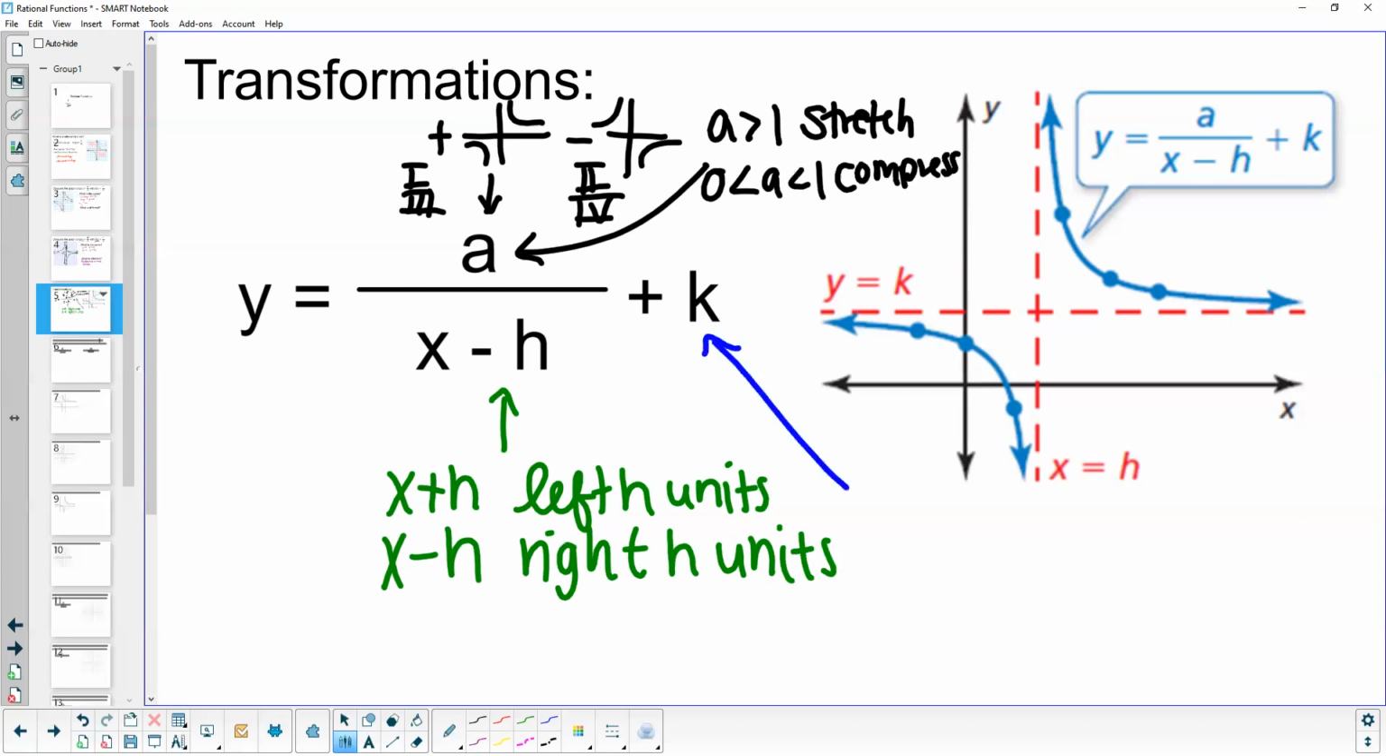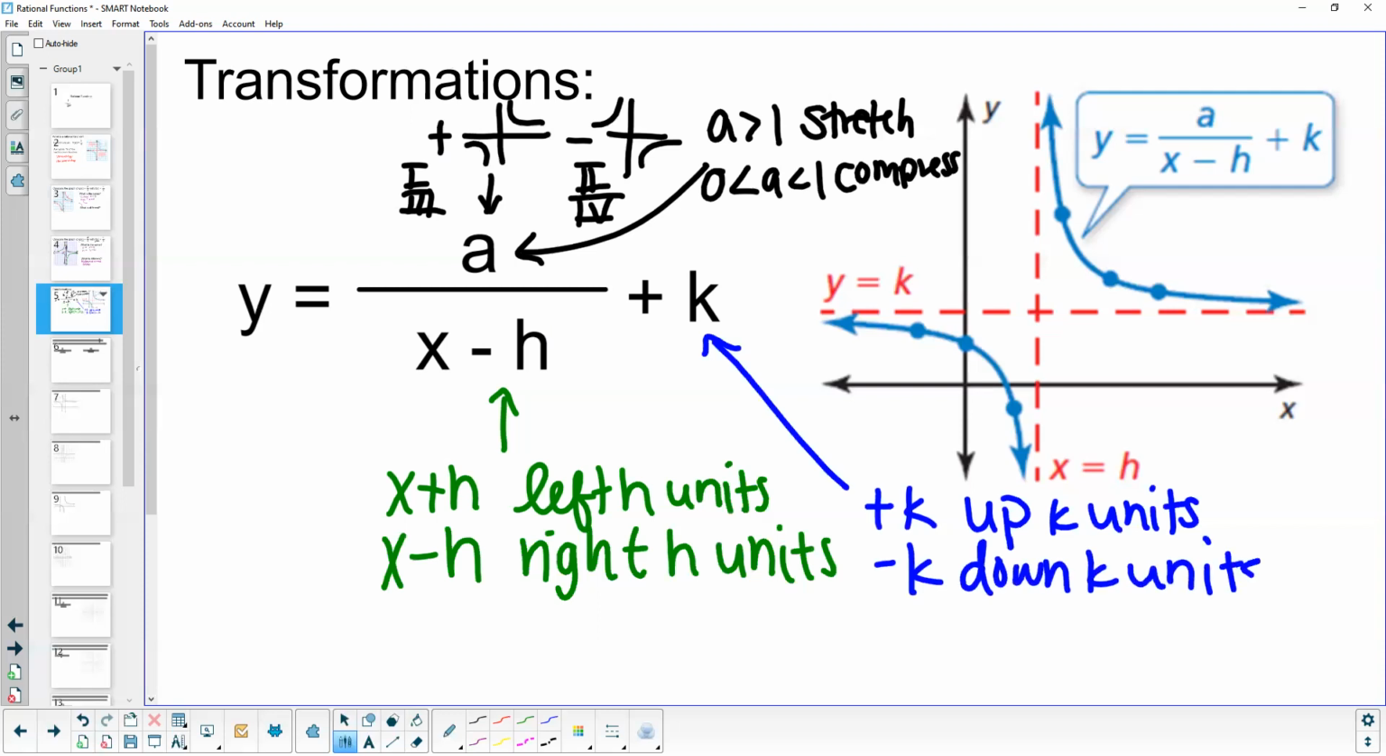Then we have our element k here. Now what k does is if k is positive, so if we have a plus k, then it's going to shift our graph up k units. If we have a negative k or something minus k, then it's going to shift it down k units. Okay, so just like h and k typically do, h shifts it left and right, k shifts it up and down, and that a changes the way that it looks.